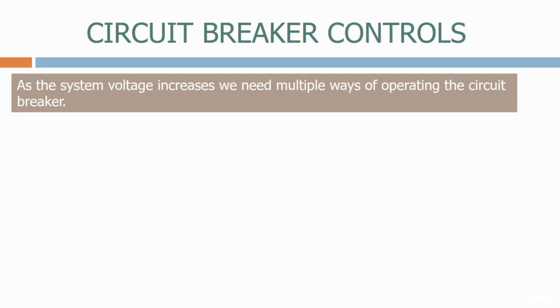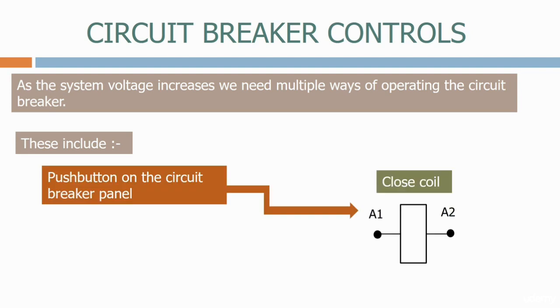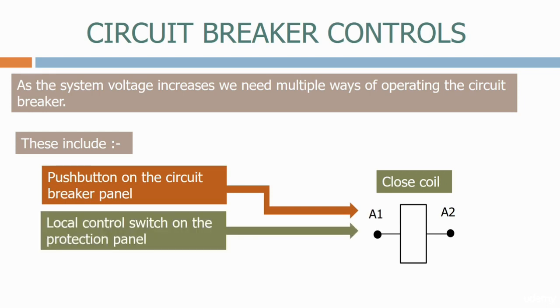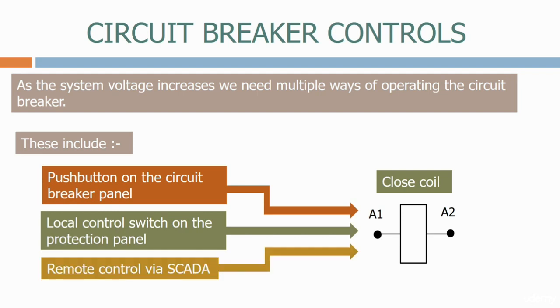As the system voltage increases, we need multiple ways of operating the circuit breaker. These include the push button on the circuit breaker panel that we saw on the previous circuit, a local control switch on the protection panel, which is in the control room. We also need remote control via SCADA, so the breaker can be operated from the central control system. We also introduce a local remote switch, which allows the person in the substation control room to block control from the remote control room.